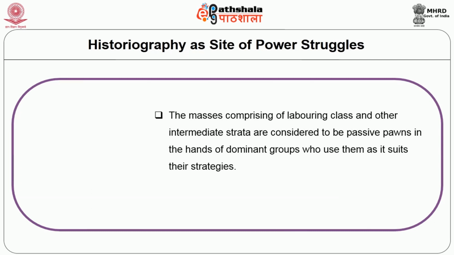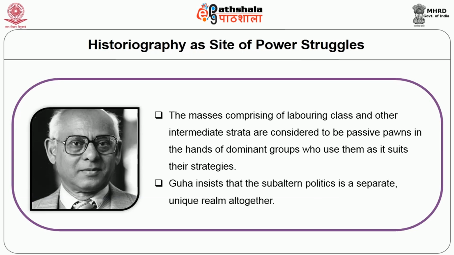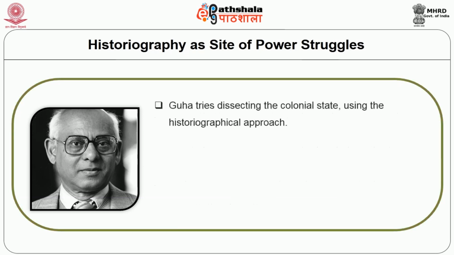The mass, comprising the laboring class and other intermediary strata, are considered to be passive pawns in the hands of the dominant groups, who use them as it suits their strategies. But Guha insists that the subaltern politics is a separate and unique realm altogether. To demonstrate this, Guha tries dissecting the colonial state using the historiographical approach.